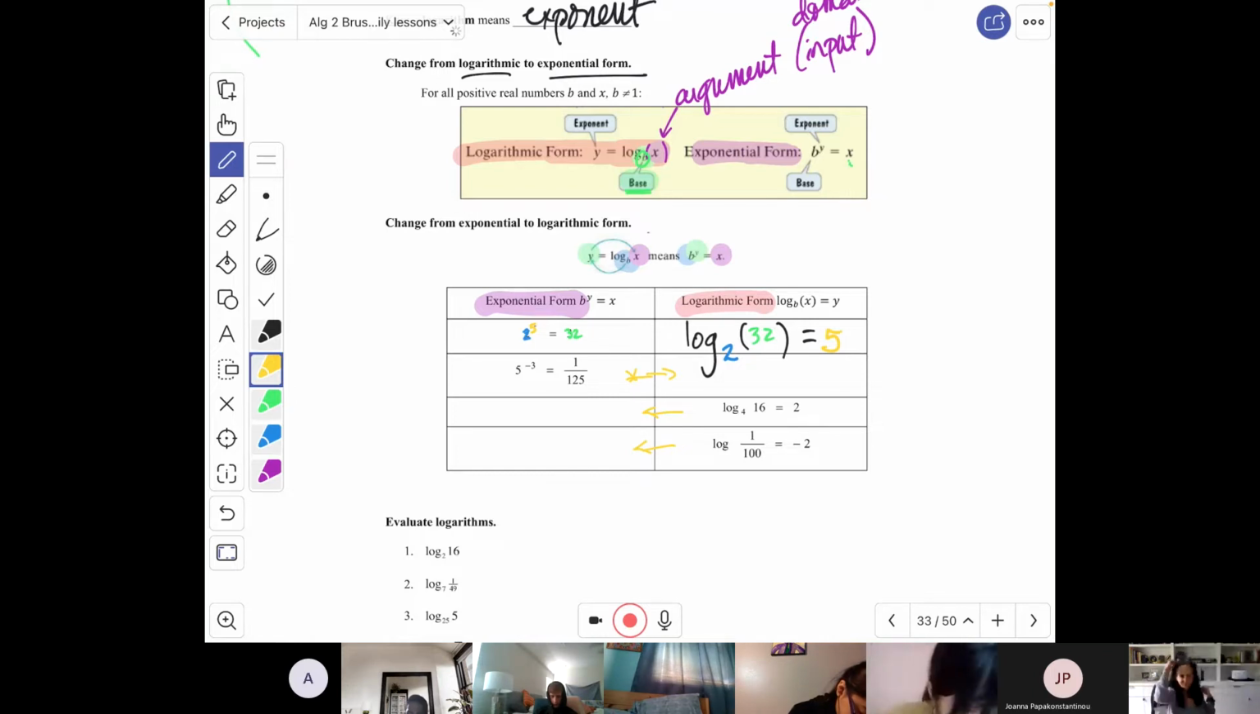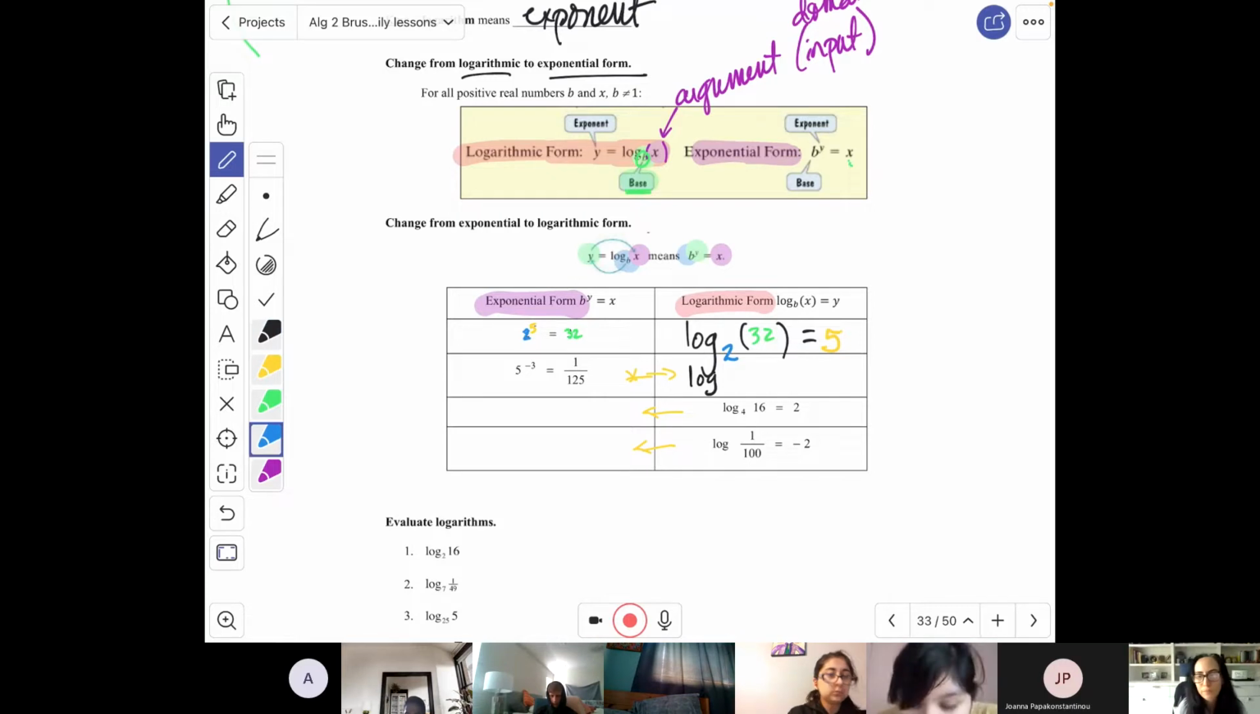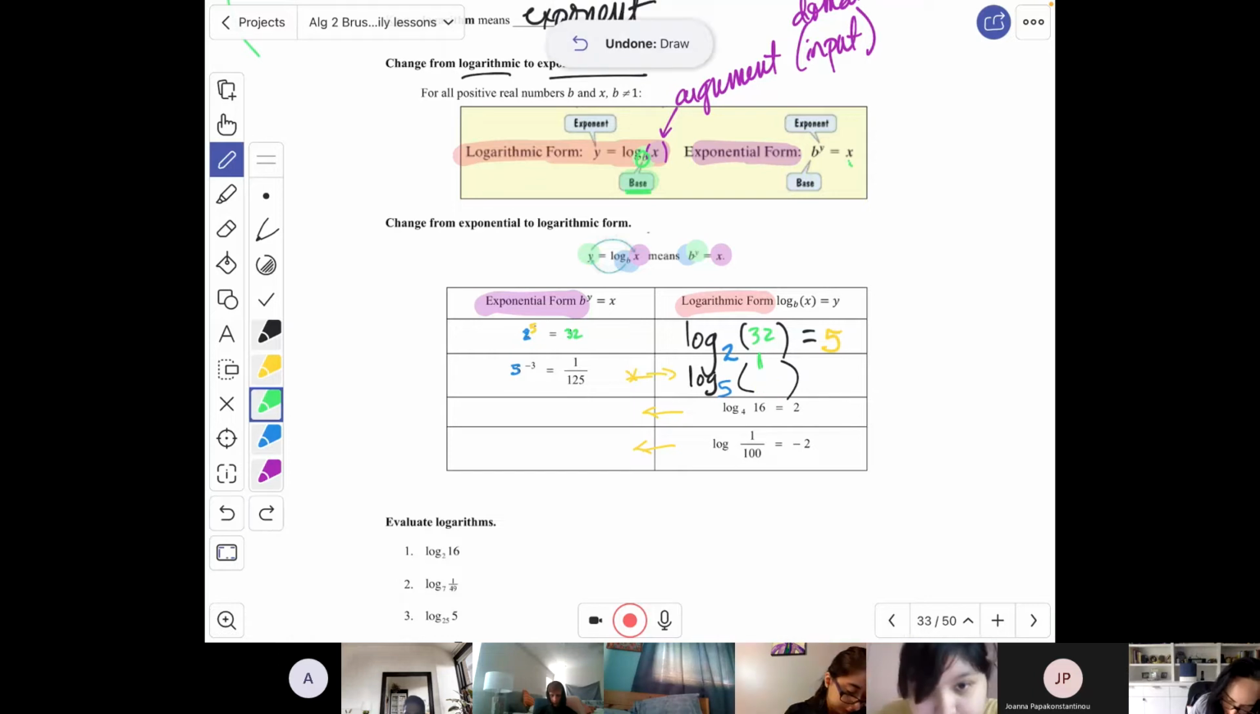Did y'all get it? Log, what is the base? 5. Excellent. Of? What's the input? 1 over 125. Beautiful. 1 over 125. That's hideous. Let me fix that. And that equals? -3. Excellent.